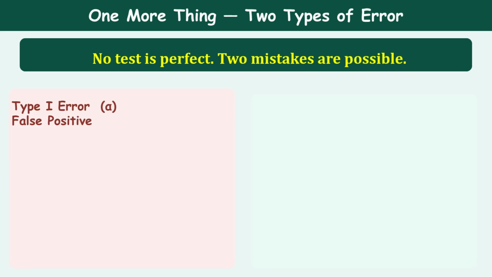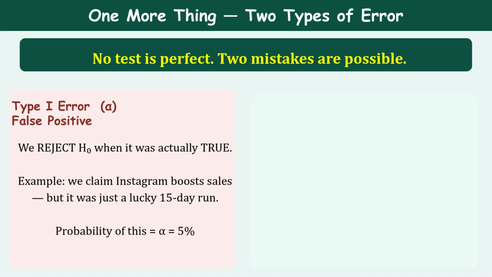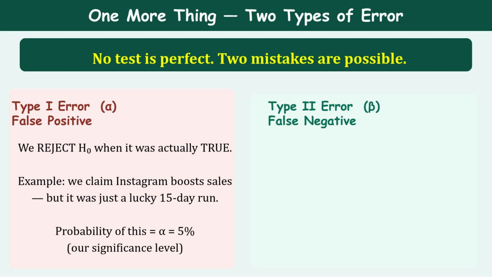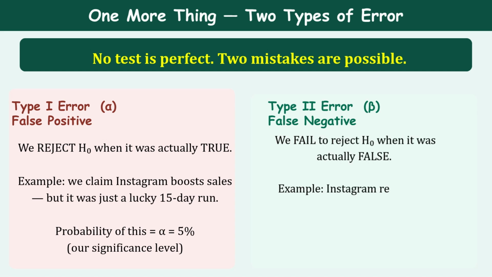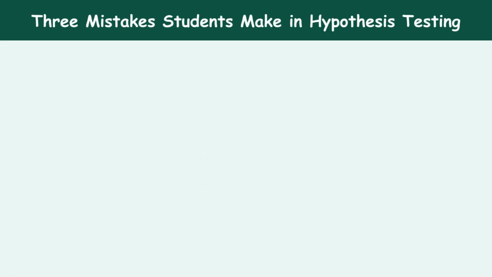No test is perfect. Two types of mistakes are possible. A type 1 error happens when we reject the null hypothesis when it is actually true. We claim Instagram boosts sales, but it was just a lucky 15-day run. By setting alpha equals 0.05, we accept a 5% chance of this mistake. A type 2 error happens when we fail to reject the null hypothesis when it is actually false. The problem can be fixed by collecting more data. Larger sample, better detection.